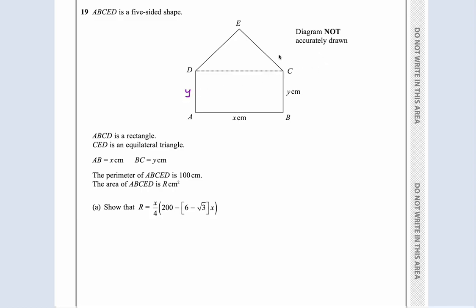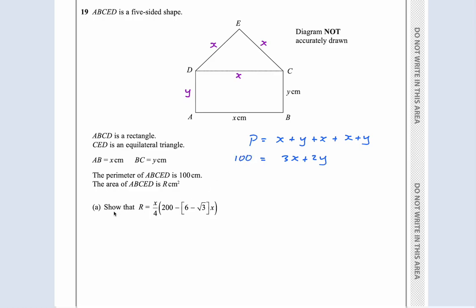Now guys, because this is an equilateral triangle, this is x, which means this is x, and this is x, because they're all the same. And that's x because it's a rectangle. Okay, that means I can say the perimeter, let's write it here, the perimeter, which is 100, is equal to x plus y plus x plus x plus y. Just be careful guys, I'm not counting this one. It's x, y, x, x, y, which is equal to 3x plus 2y, and that's equal to 100.